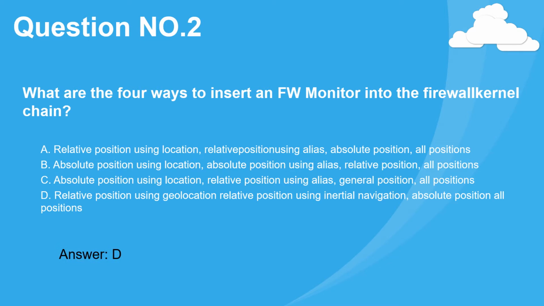Question No. 2. What are the 4 ways to insert an FW monitor into the firewall kernel chain? A. Relative position using location. Relative position using alias. Absolute position. All positions. B. Absolute position using location. Absolute position using alias. Relative position. All positions.